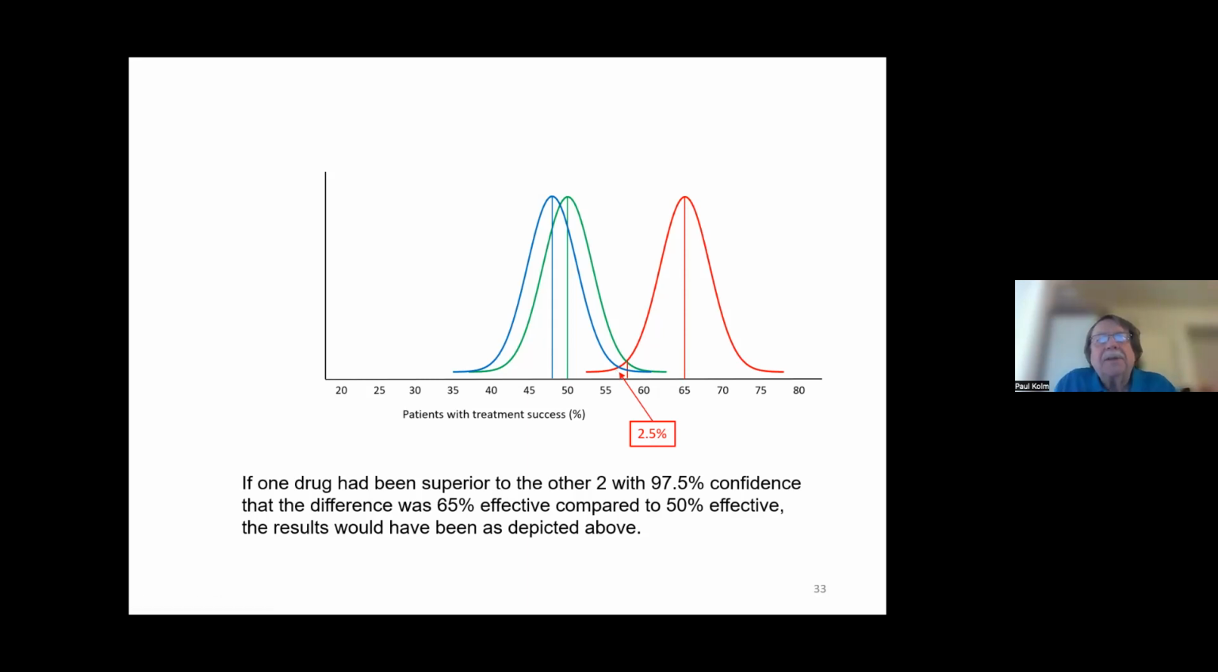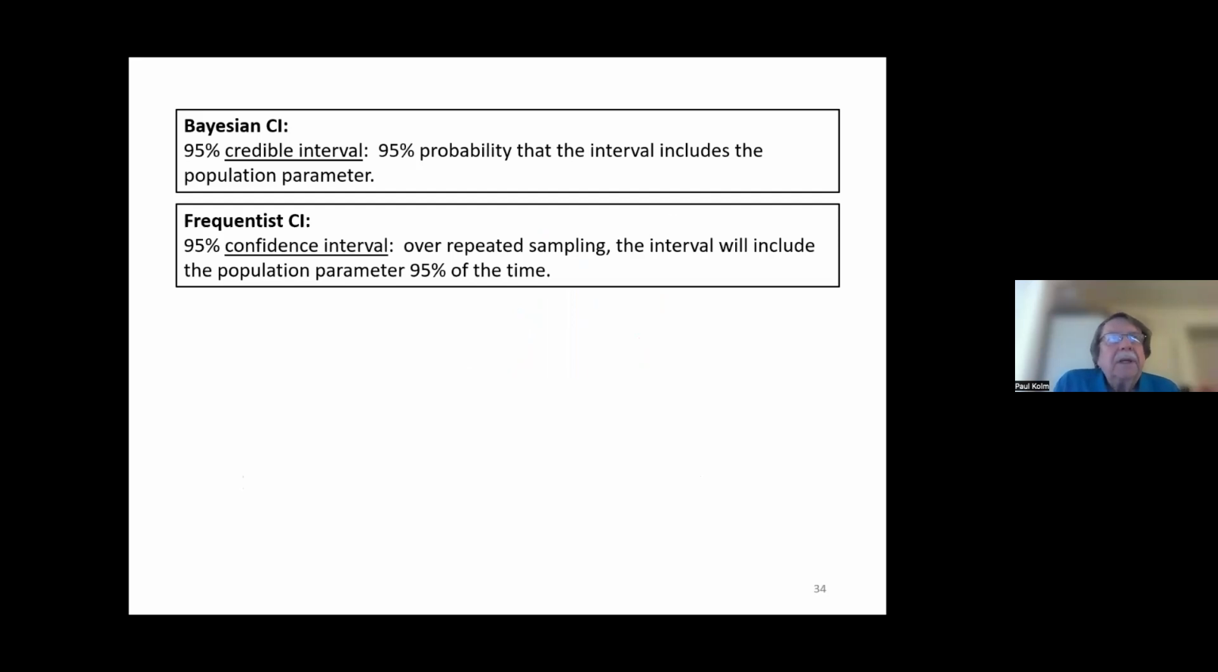And so that's the way that Bayesians approach hypothesis testing, looking at the probability that the null hypothesis, or the alternative hypothesis, is true or not. And so the intervals that are calculated in Bayesian and frequentist perspectives have a different interpretation. In Bayesian statistics, we call it a credible interval. In the frequentist, it's called a confidence interval.